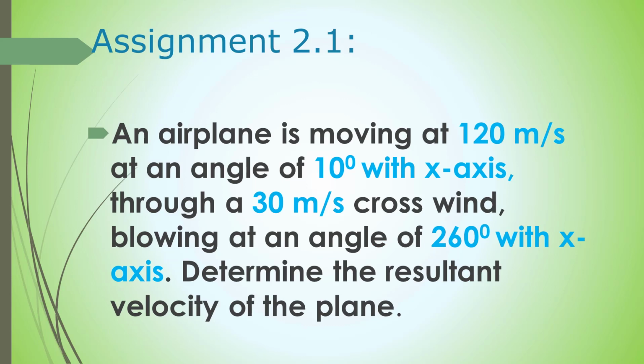Assignment 2.1, which you have to do yourself. Again, exactly the same thing: you just have to draw the vectors and find the resultant. An airplane is moving at 120 meters per second at an angle of 10 degrees with the x-axis. First select a suitable scale and then draw these vectors. Then a 30 meters per second crosswind is blowing at an angle of 260 degrees with the x-axis. Draw these two vectors, and using the head to tail rule, find the resultant velocity. Okay, you can do it.